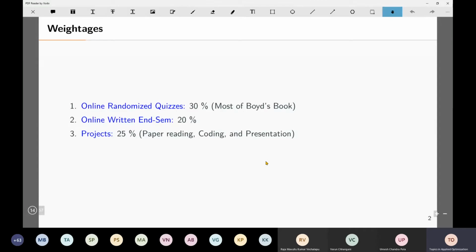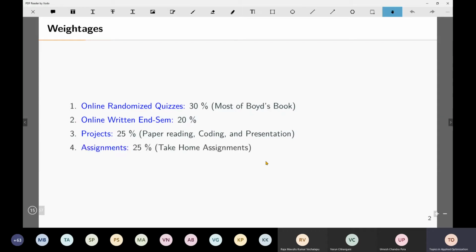So that will contribute 25%. Projects are usually where you are given some paper or some report, and then you are supposed to do the coding, and then you also have to do the presentation. Here the focus is on the optimization part. So how are you going to implement the optimization methods?